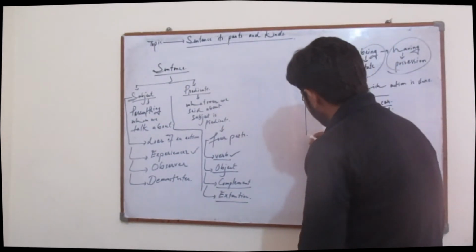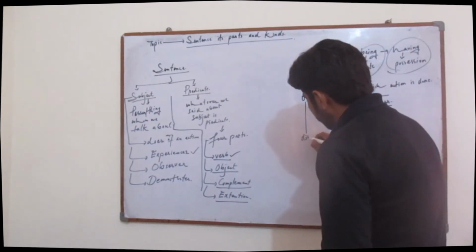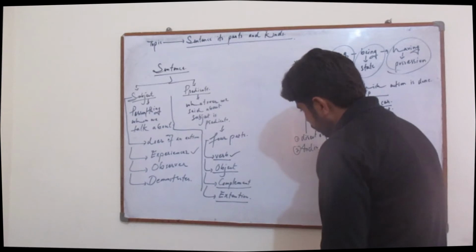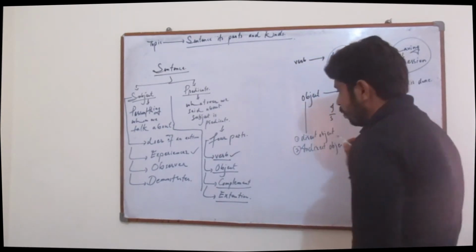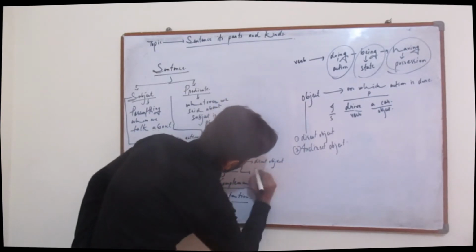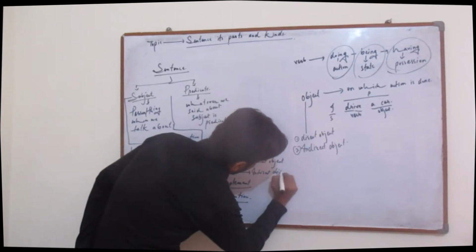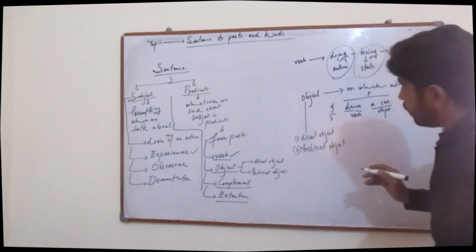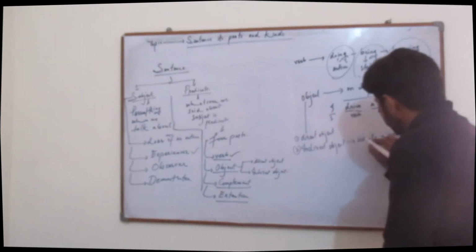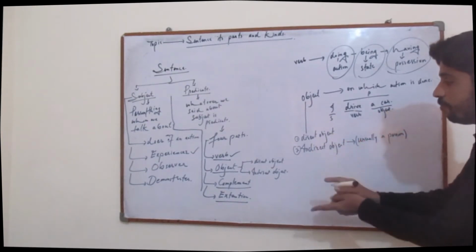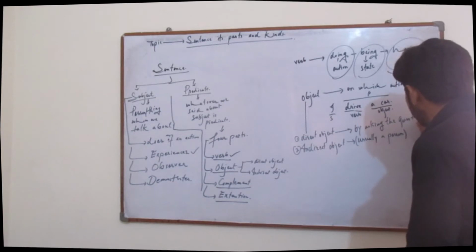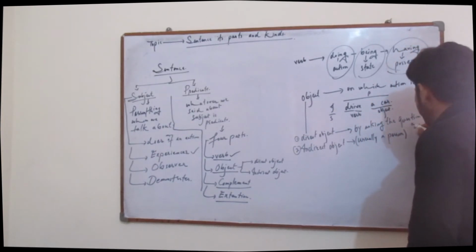There are two types of object: direct object and indirect object. Now, what does it mean by direct or indirect object? Indirect object is usually a person. And direct object is found by asking the question of what from verb. By asking the question of what, we find direct object.